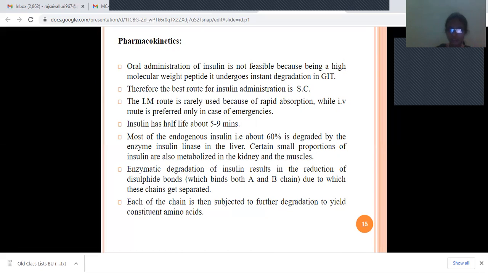This means the drug insulin is not suitable for the oral route of administration. Mostly it is taken parenterally, and in the parenteral route, mostly the subcutaneous route. In emergency cases, we use the intravenous route, and it is metabolized in the kidneys and the muscle. The enzymatic degradation occurs: between chain A and chain B there are disulfide bonds. When the bonds are broken, the chains get separated and broken down.